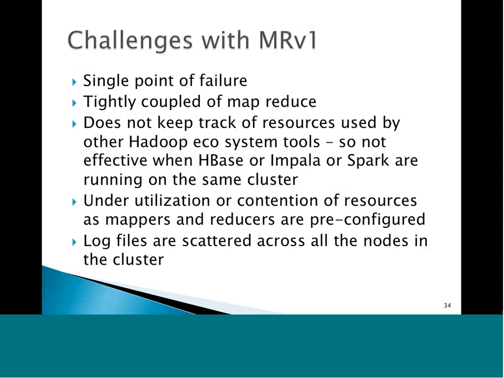MRV1 classic is a single point of failure. So if job tracker goes down, then you cannot submit jobs in the cluster. You can load the data into Hadoop using Hadoop fs -put commands and all those things, but you cannot run any MapReduce jobs if job tracker goes down in MRV1 classic. And it is tightly coupled with MapReduce, so it only works with MapReduce. If you want to run any non-MapReduce tools in the cluster, you cannot use MRV1 classic for that.